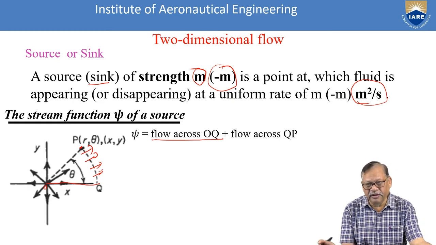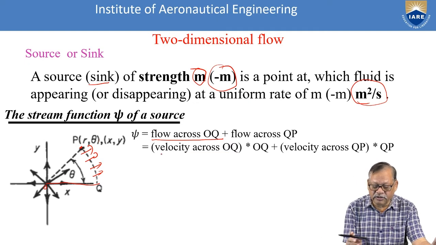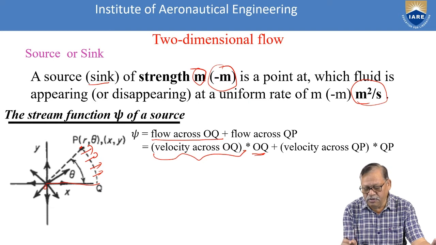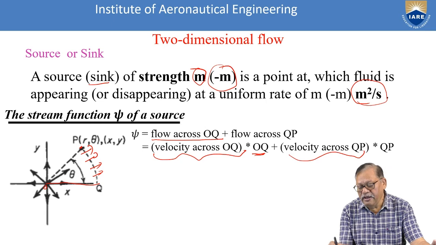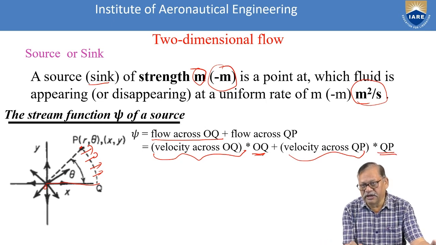So then it will give us the total, which depends on the theta value, right? So there is r and theta. Where is the position r? In case it is somewhere else, we will see it on that. That means we are talking about the velocity across OQ into OQ, plus the velocity across QP into QP. Here it is velocity into distance.